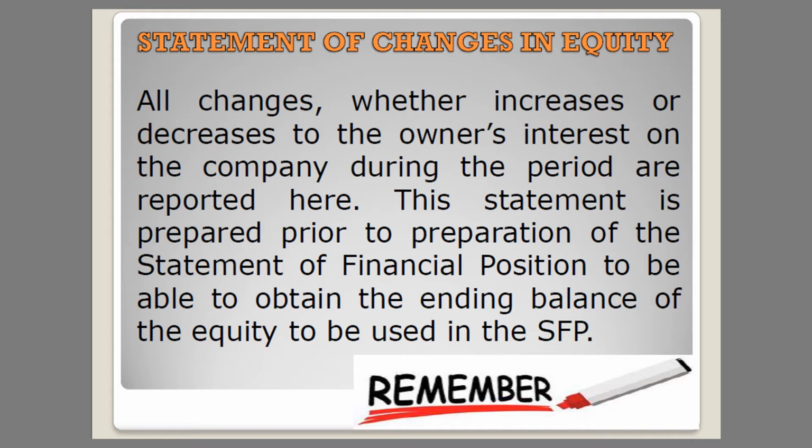This statement is prepared prior to the preparation of the statement of financial position to be able to obtain the ending balance of the equity to be used in the SFP. Last time, I told you to prepare the SCI first even though our first lesson was about the SFP, because we used the net income from the SCI in the SFP. Now, since we are adding SCE, we first prepare SCI for income, then SCE for equity, and then SFP, because the SFP has the assets, liabilities, and equity.